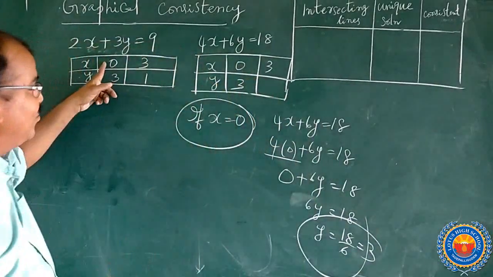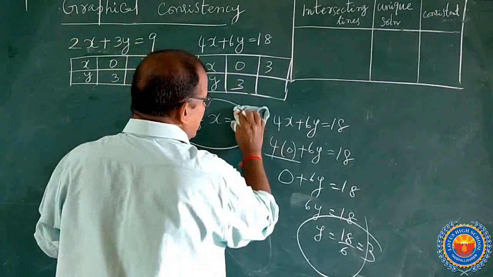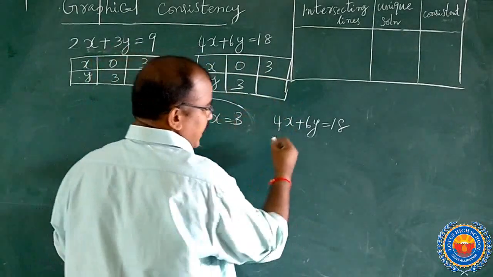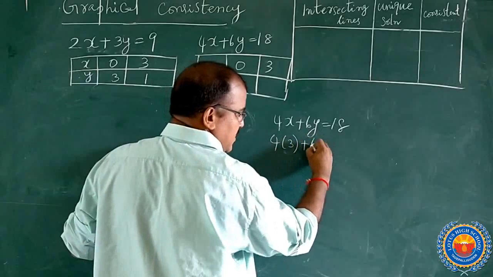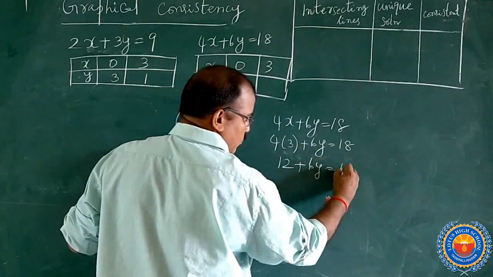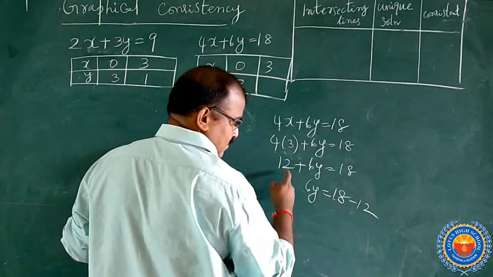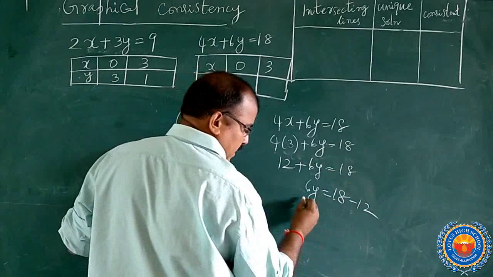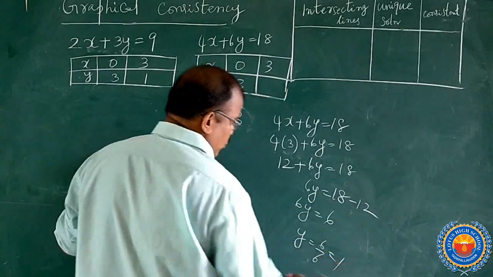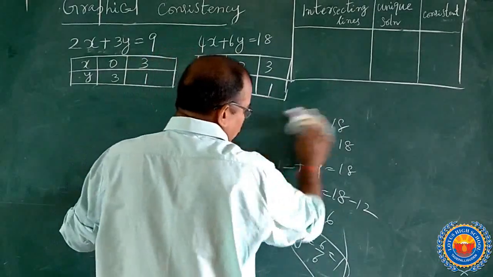Here also, if x is equal to 0, y is equal to 3. Now we'll go for x is equal to 3, what is the y value? If x is equal to 3, 4 into 3 plus 6y is equal to 18. 4 threes are 12, so 12 plus 6y is equal to 18. 6y is equal to 18 minus 12, so 6y is equal to 6. Y is equal to 6 by 6, y is equal to 1. If x is equal to 3, y is equal to 1.